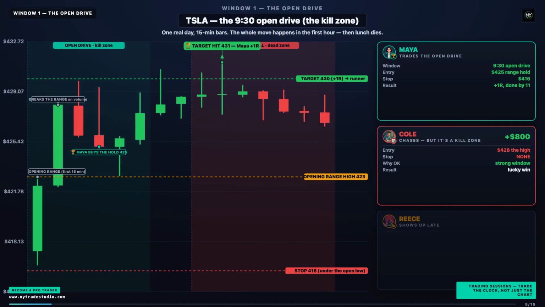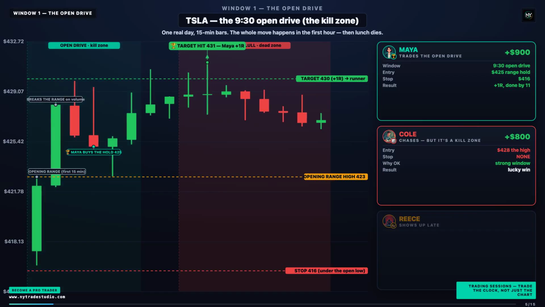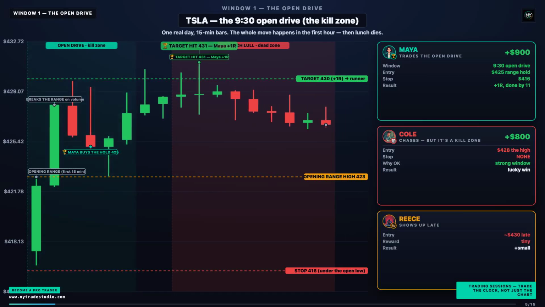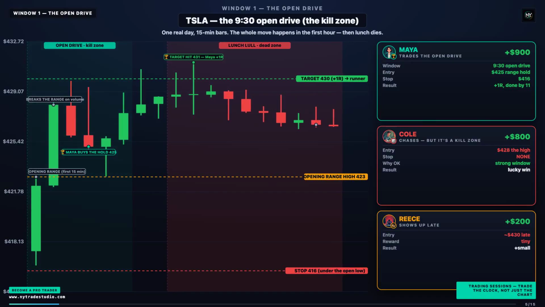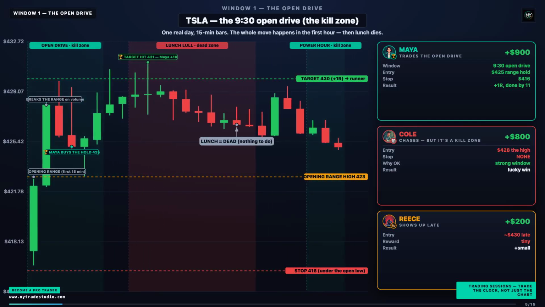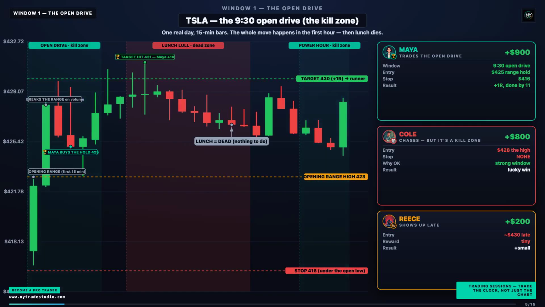Maya banks it a clean winner in the first hour. Reece, as always, buys near the top once the move is obvious and scrapes a few dollars with the move nearly over. Then watch what happens at lunch, the gray band. Tesla goes completely dead, flat for hours. The entire day's move was made in the kill zone. That is the whole point.